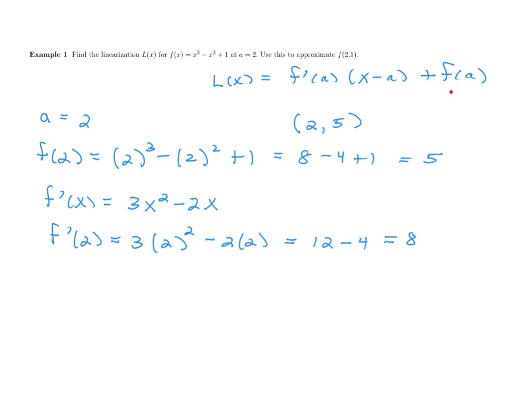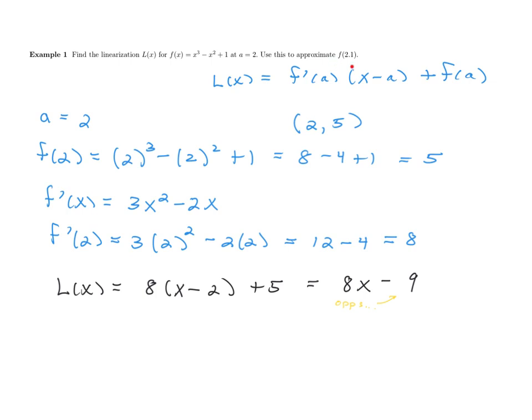I have my point. I'm going to take this information and put it into L of x. So L of x is equal to 8 times x minus 2 plus 5. And we could simplify this. You could also write this as 8x minus 16 plus 5, which is minus 9. So great, we have our linearization.